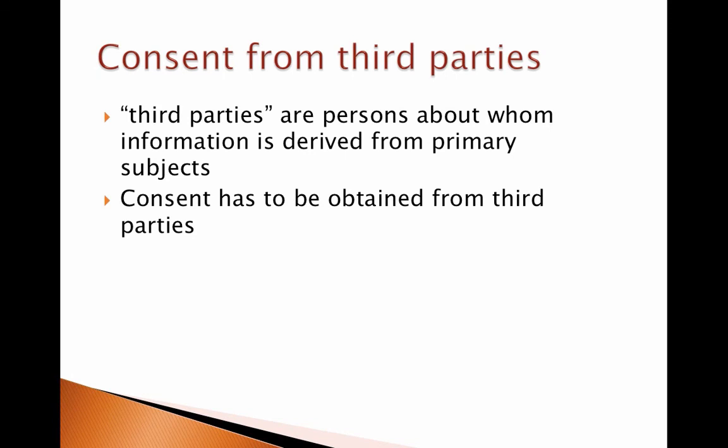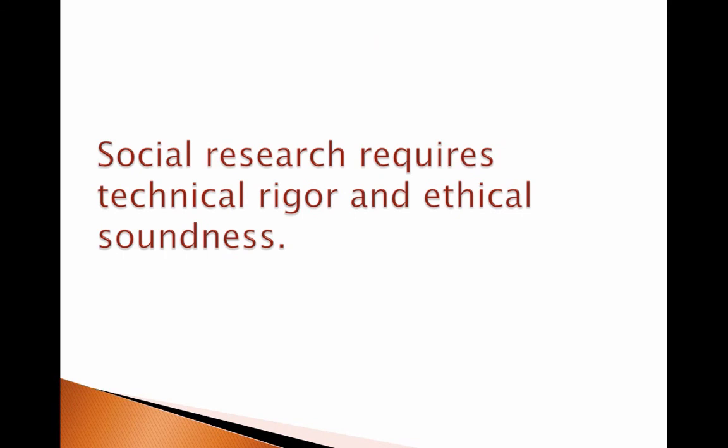Some research may involve obtaining information about third parties. Third parties are persons about whom information is derived from primary subjects. In such research, consent also needs to be obtained from these third parties. So, in conclusion, social research requires technical rigor and ethical soundness and analysis in order to protect the rights and welfare of the study subjects.